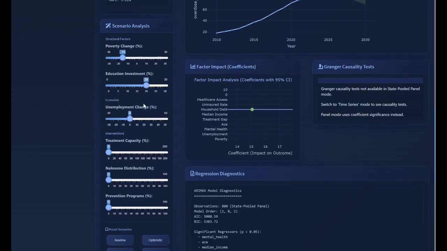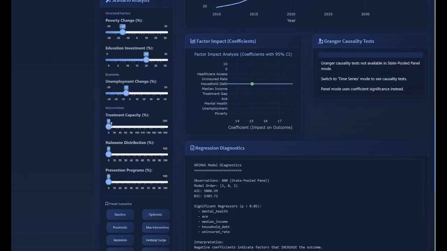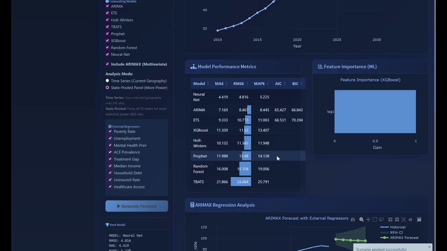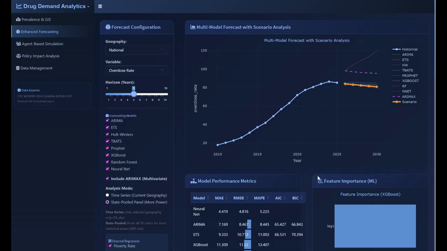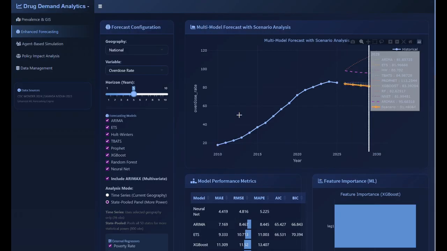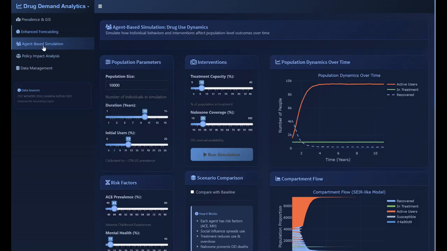So let's say we increase the education rate, unemployment rate goes down, treatment capacity increases, what would happen to reducing the number of overdoses. And you could run various other scenarios like this as well. We also have what's called the agent-based model.